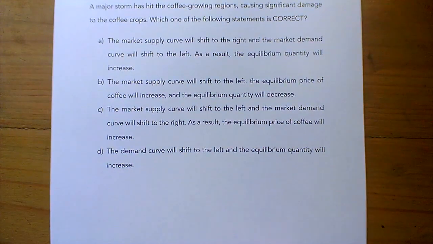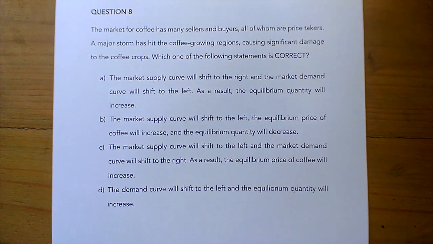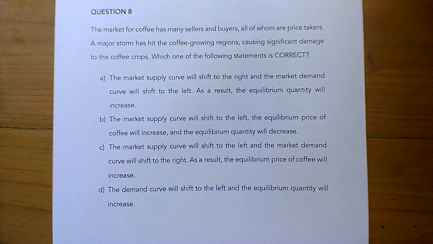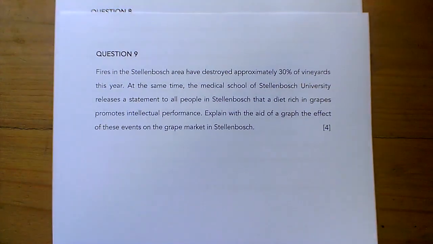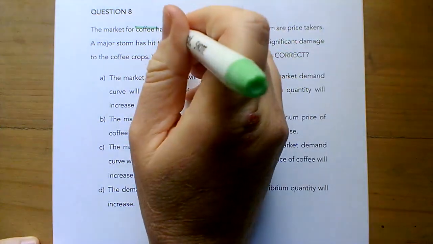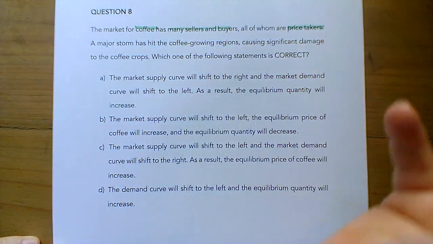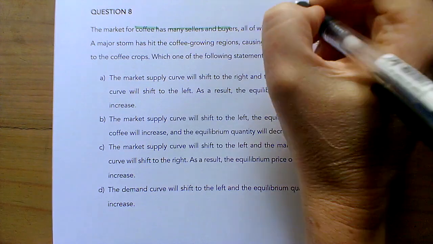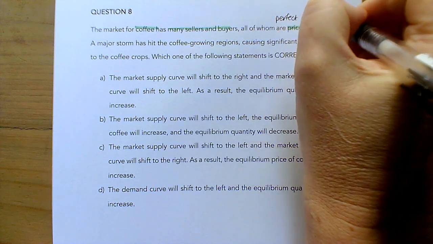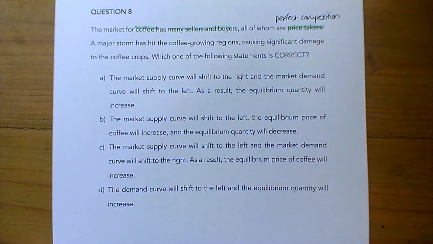In question 8, we're going to look at how the effect of a supply shock affects a competitive market. And then in question 9, we're going to look at what happens when demand and supply are affected simultaneously. So this question tells us that we are working with a market for coffee that has many buyers and sellers, all of whom are price takers. That defines perfect competition. So we know from this that this is a perfectly competitive market.